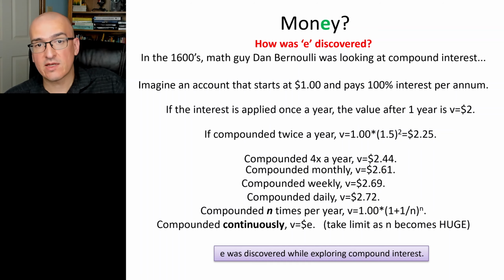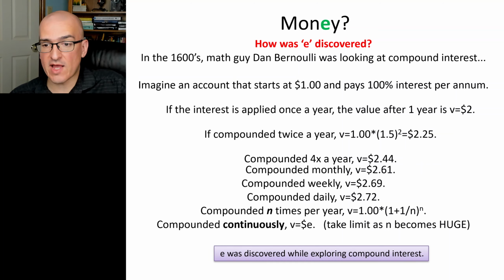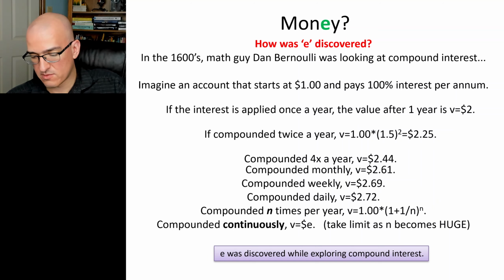So E came out from explorations of compound interest. Now, it may have been discovered earlier than that, but this is what we have a written record of. So I'm going to have to go with that. But we know from all around the world, people were doing math for thousands of years. So for all we know, it could have been discovered thousands of years earlier and just never written down.